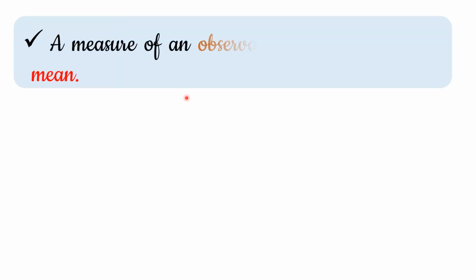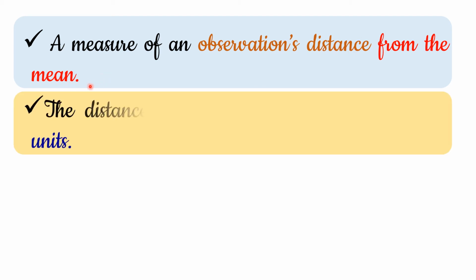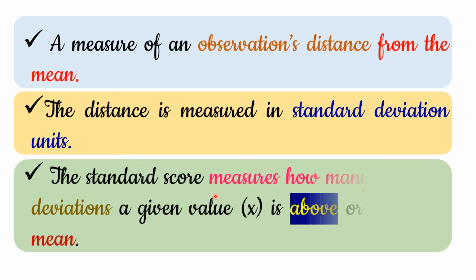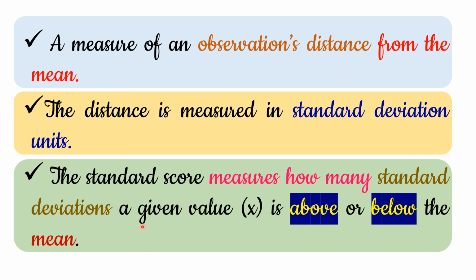Next, we have here a measure. It is also a measure of an observation's distance from the mean, of course. And the distance, of course, is measured in standard deviation units. The standard score measures how many standard deviations a given value of X or raw score is above or below the mean. So that is the purpose.